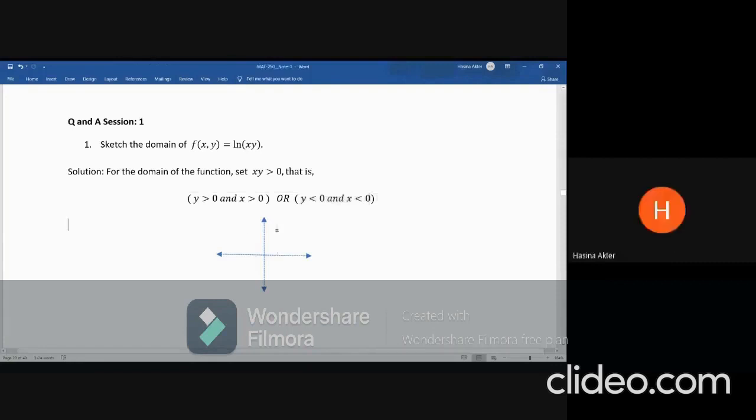Yes. This picture is not complete yet. I'm not able to shade the portion, the first quadrant and the third quadrant. Could you please do this in your notebook? Just shade this portion. A dotted or dashed y-axis means it's excluded, and a dashed x-axis means it's excluded. Now you have the first quadrant and the third quadrant. Just shade them. If you take the union, then those two portions will be the domain of this function.